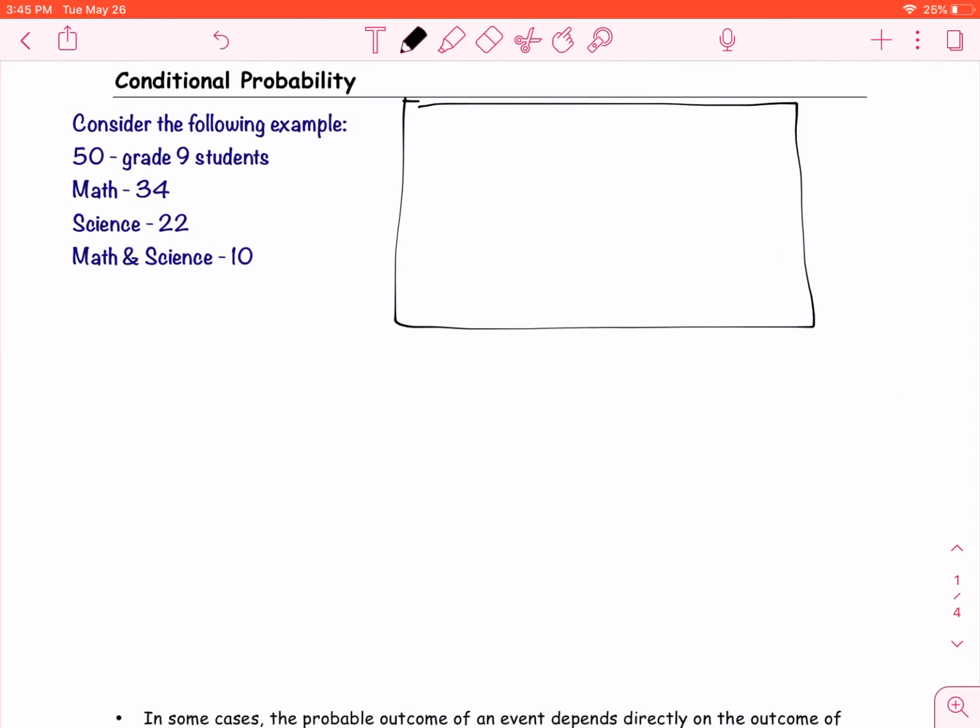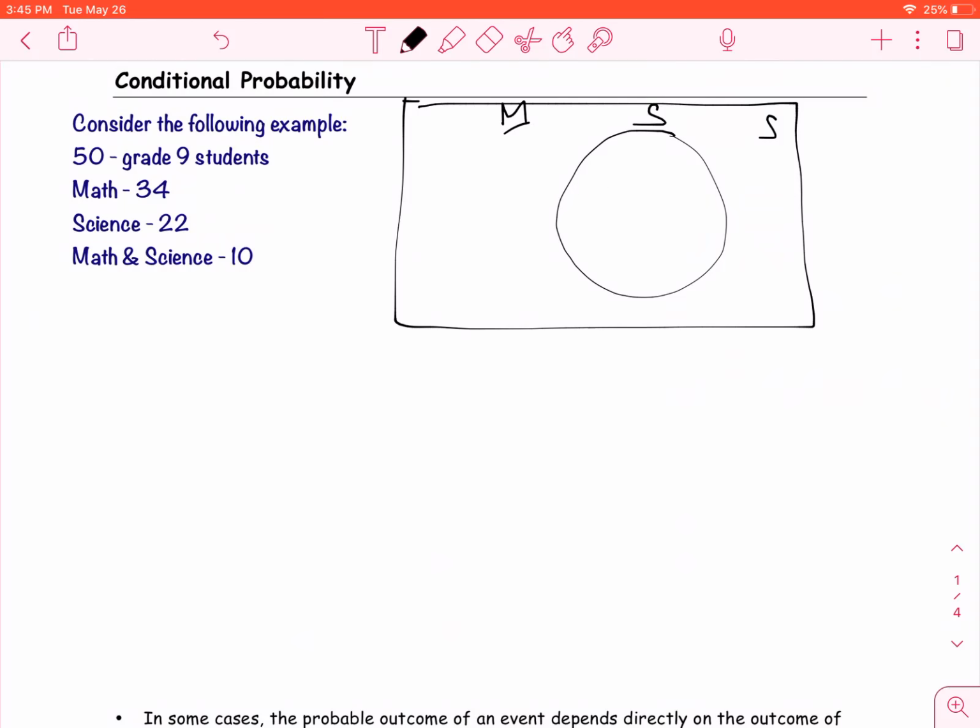Okay, so with that information in our sample set, we are going to create two sets, one that corresponds to the students who like math, the other that corresponds to the students who like science, and then look at the union, that overlap. In that overlap we have 10 students who like math and science.